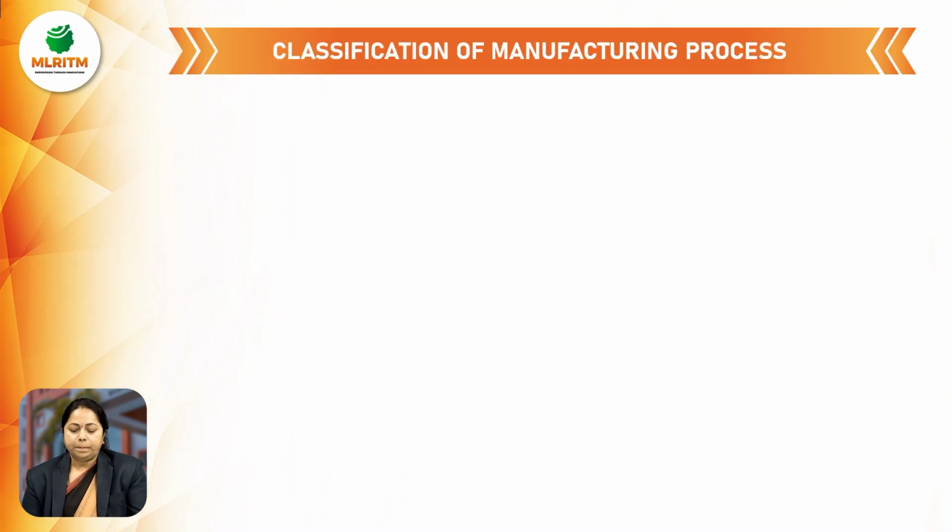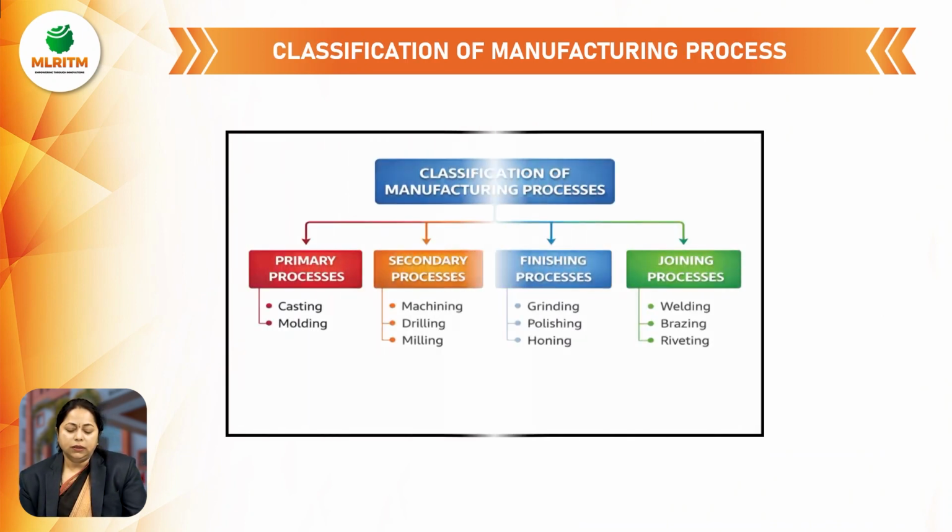Then, moving on to the classification of manufacturing process. The classification is done in 4 ways: the primary processes, secondary process, finishing process, and the joining process. So all these processes will be covered in the upcoming modules, taken up as every individual topic. So today we will talk about the primary process. The primary process basically includes casting and molding.